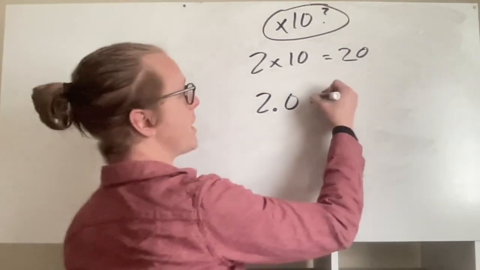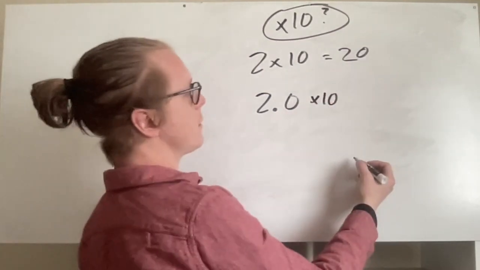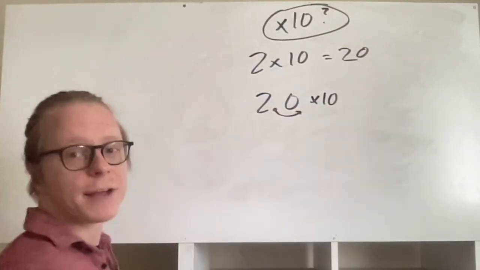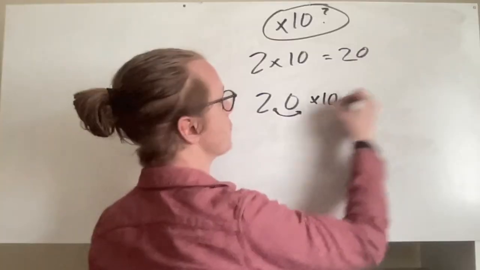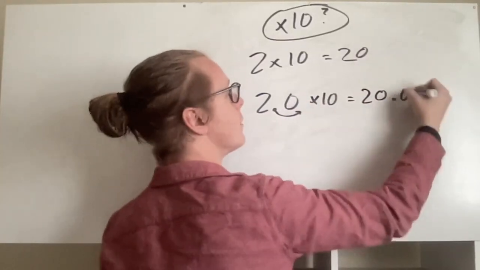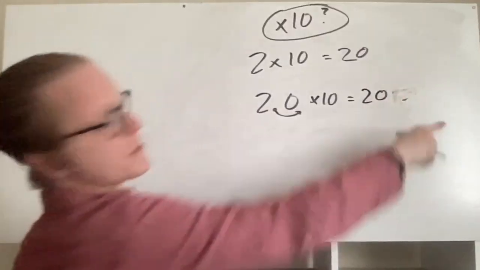So when I multiply it by 10, right, what's happening to the decimal point? I'm moving it 1 spot to the right. Okay, so 2.0 times 10 gives me 20.0, right, or just 20. Same thing.